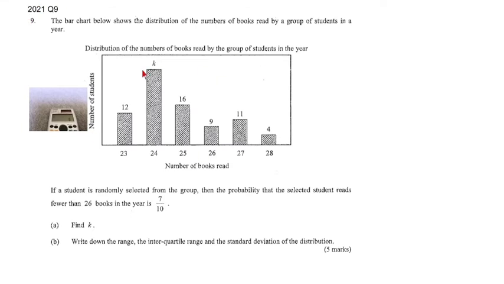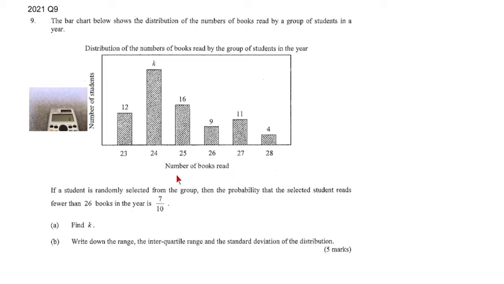So here you are getting a bar chart. Bar chart is also a topic of statistics. So let's get started. If a student is randomly selected from the group, the probability that the student reads fewer than 26 books in the year is 7/10.